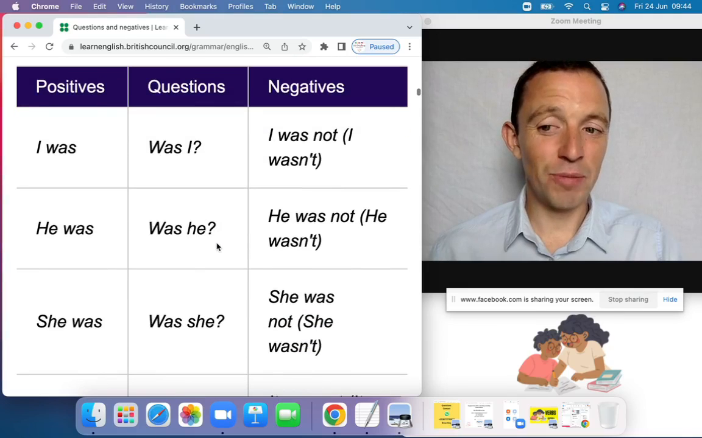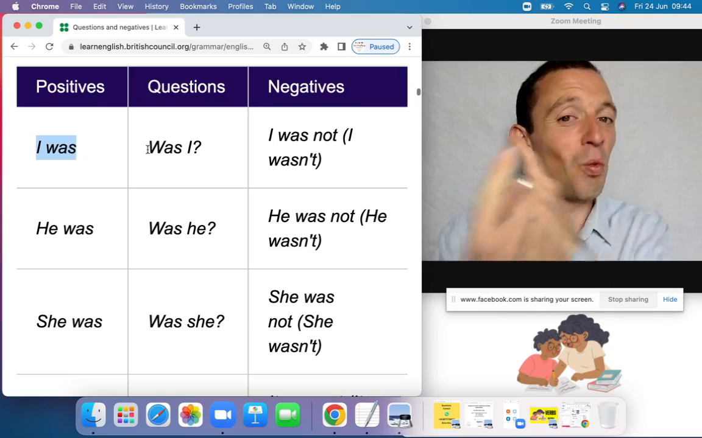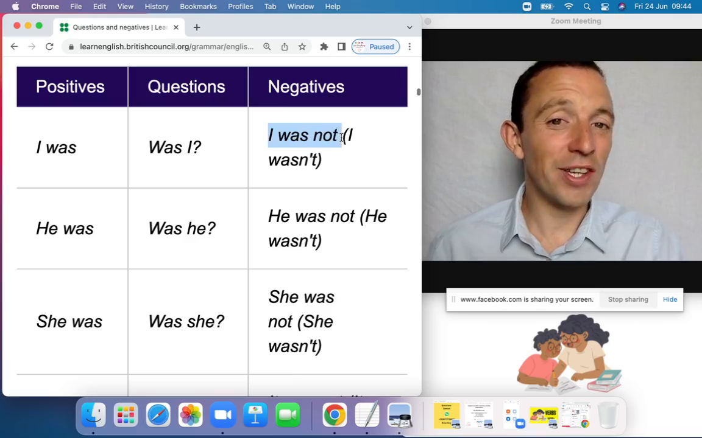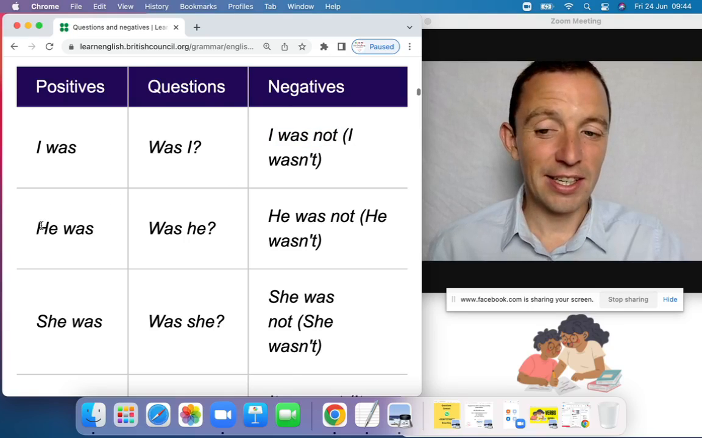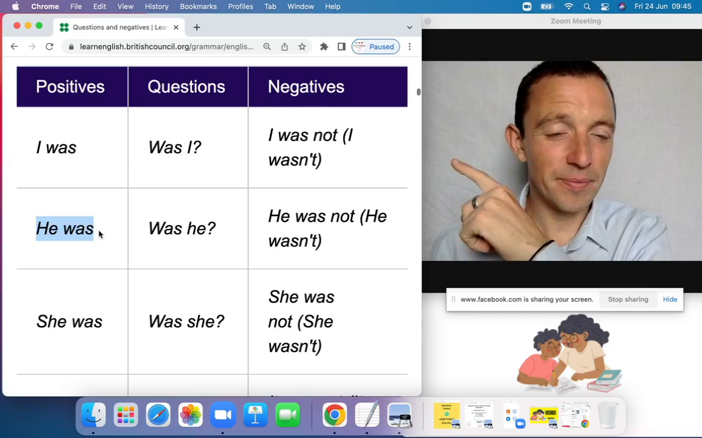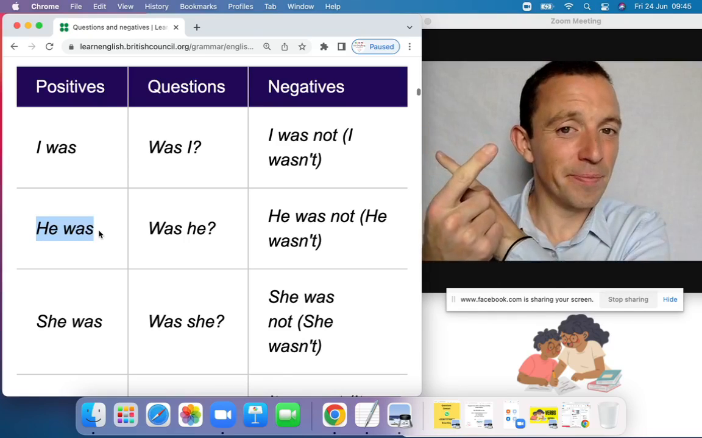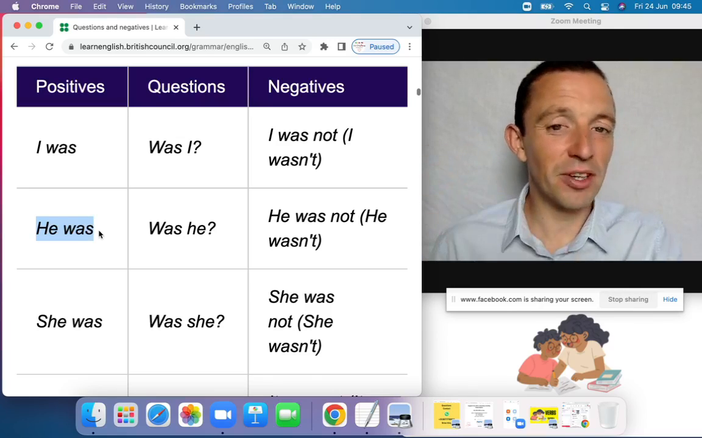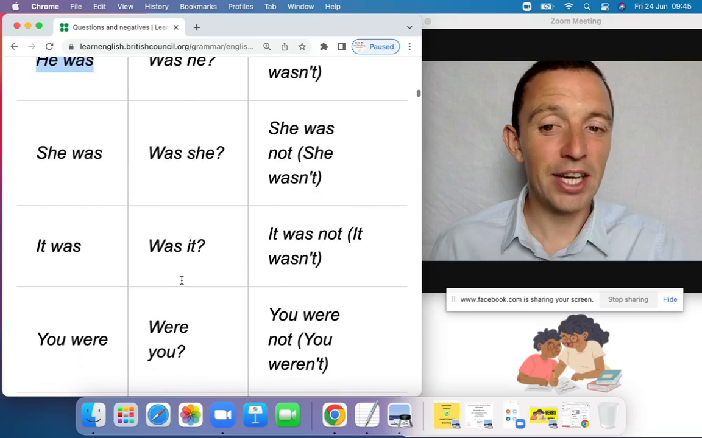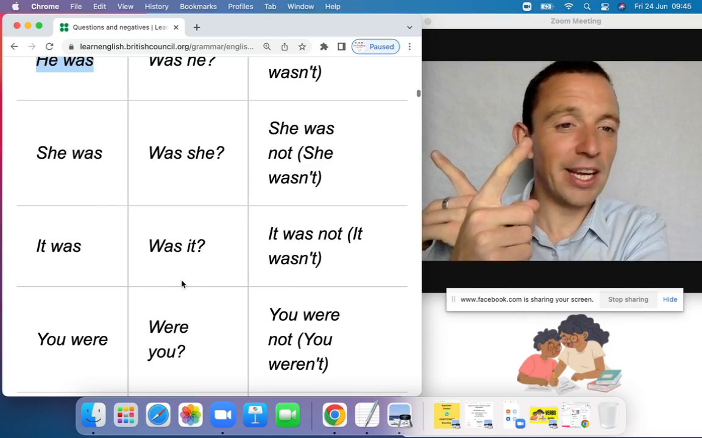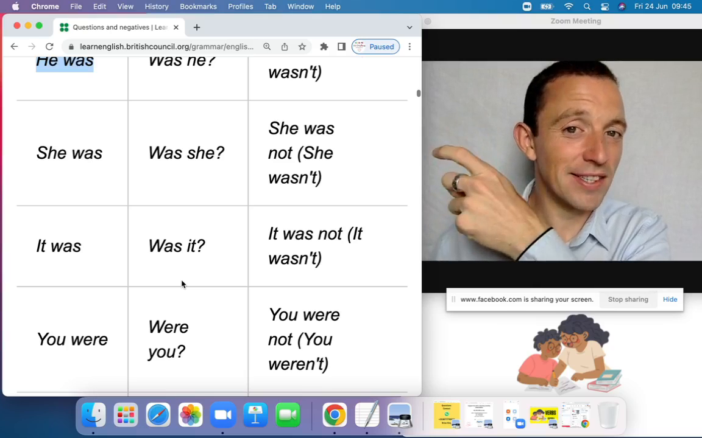Next, the verb to be in the past simple. Affirmative, I was. Question, was I? And the negative, the same structure, I was not or I wasn't. So the verb to be is this typical formula. He was. Question, was he? Negative, he was not. Not difficult, or he wasn't. So you understand, I think. She was in the past. Question, was she? Negative, she was not or she wasn't. Contraction.